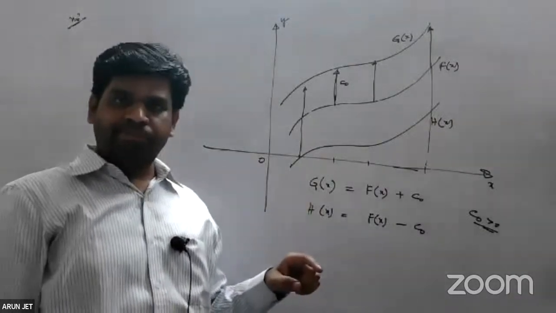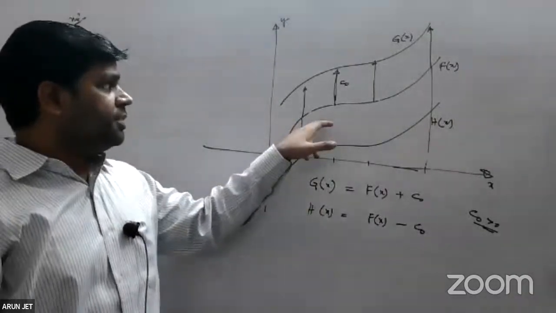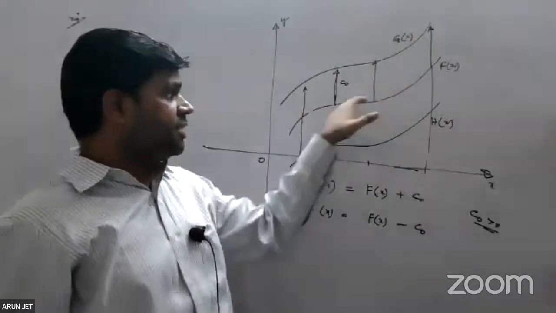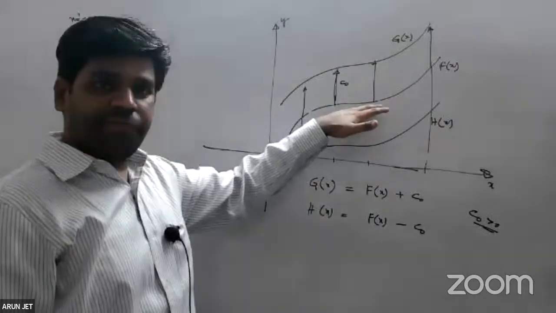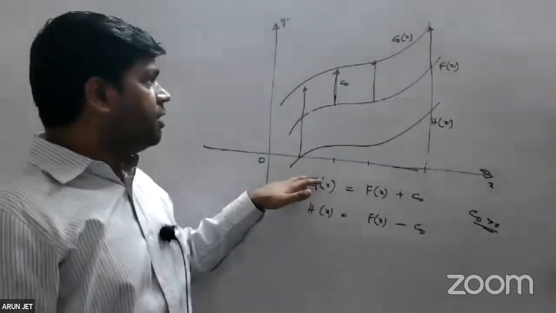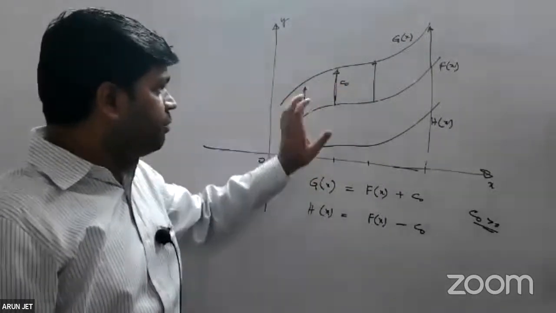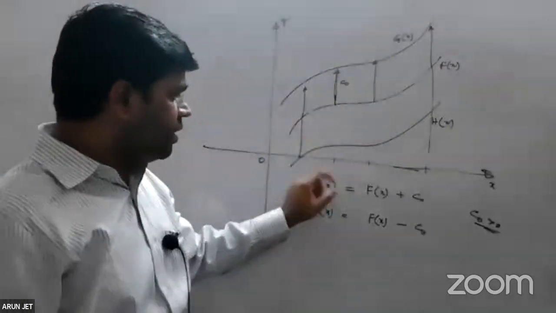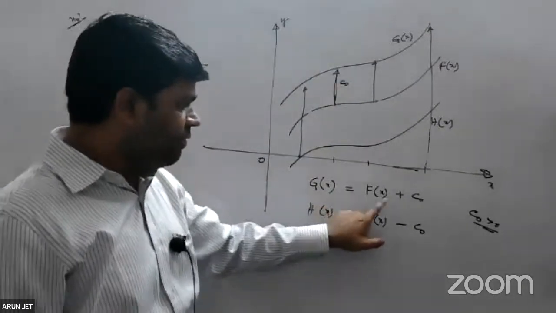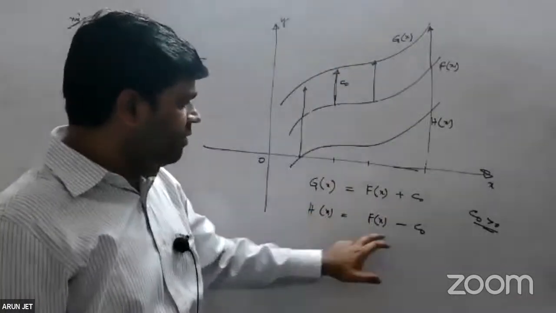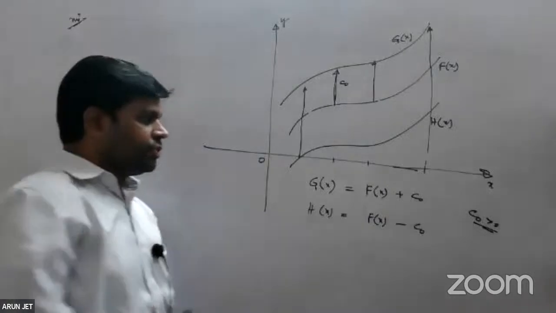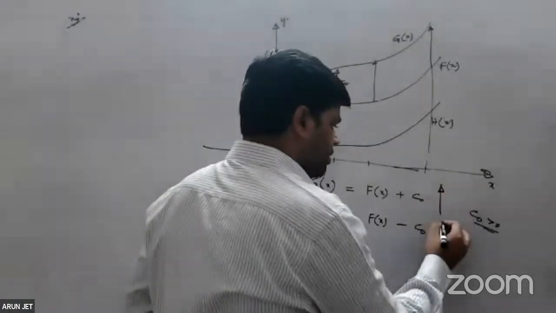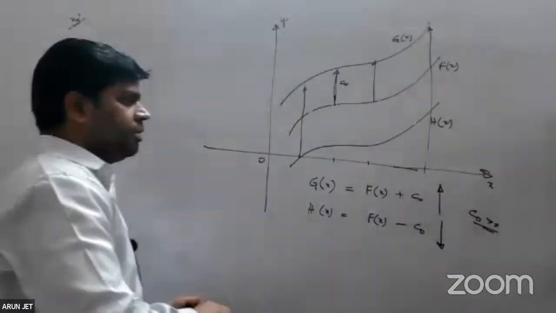Given f of x, I repeat, f of x is given, the structure is given, the curve is given, the graph is given. From that, as a parent function, I can get the daughter function by just pushing the function upward and downward. If f of x is given, f of x plus c is pushing it upward, f of x minus c is pushing it downward.